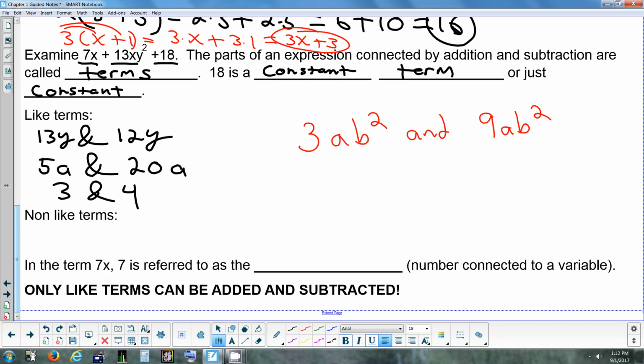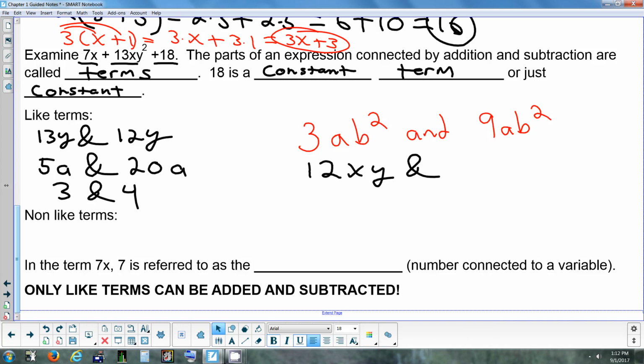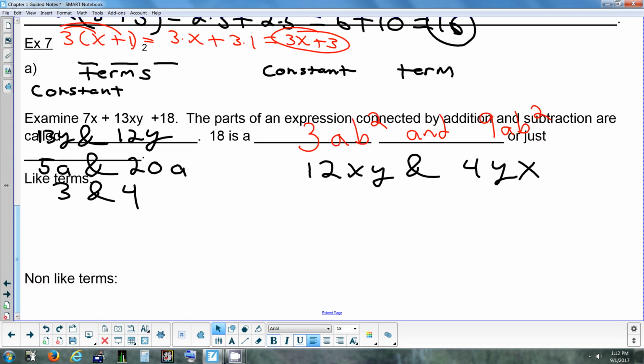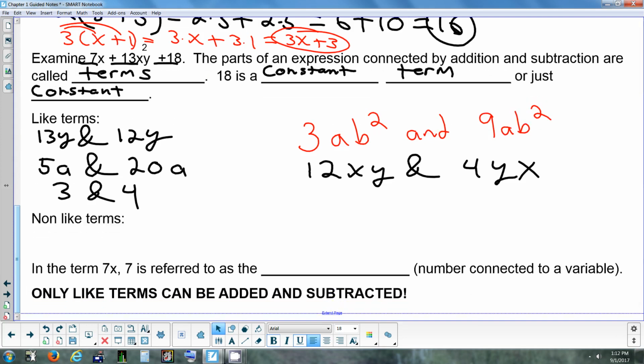I got a tricky one for you guys. Ready? How about 12xy and 4yx? Are those like terms? Yeah. So once we figure this out, then I'm going to give you a little bit of a sentence about what like terms are.